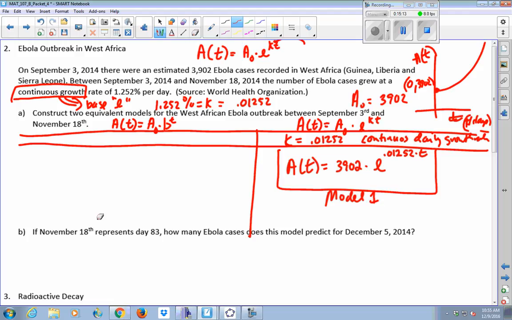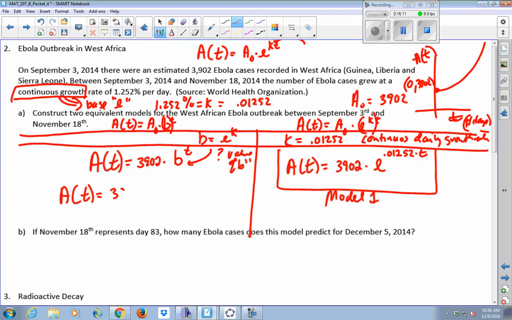Any questions you want to ask me, I can use that model. Supposedly, I can also use the other model, but the other model has a base that I don't know. I can fill in A sub naught, fine, 3902, and t is t, but I don't know the value of b. However, we just saw that k equals the natural log of b, or b equals e to the k. Remember, we just saw that, b is the same thing as e to the k. So since we know k, we can find b. Just look at the two equations and you see that wherever you see the b, e to the k takes the same spot in both equations. So b is going to be e to the k. So A of t equals 3902 times e, and what was k again?